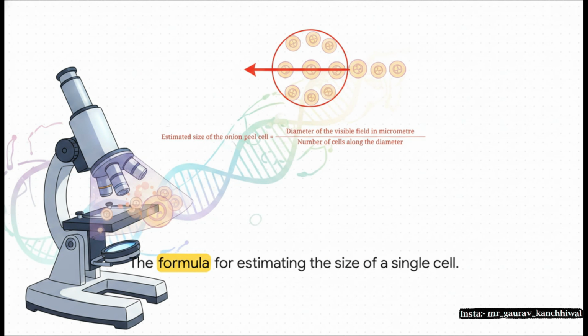The estimated size of the onion peel cell is simply the total diameter of our visible field, which remember we now have in micrometers, divided by the number of cells we just counted along that diameter. It's so incredibly elegant. We didn't measure the cell directly at all. We just measured the space it occupies and divided it up.